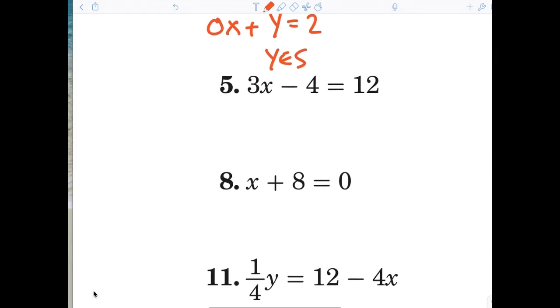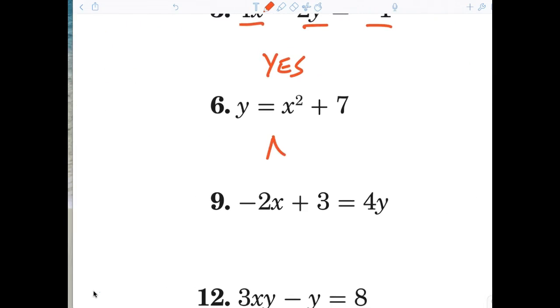Number 5. That's a yes. You can have an x or a y or an x and a y. Do we agree with that? You just can't have x and y together, like multiplied together. Most of them should be yes, but let's go through and see.